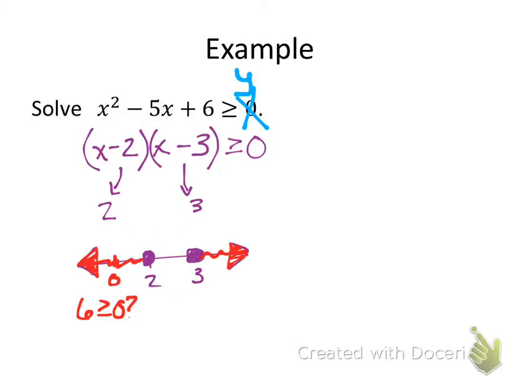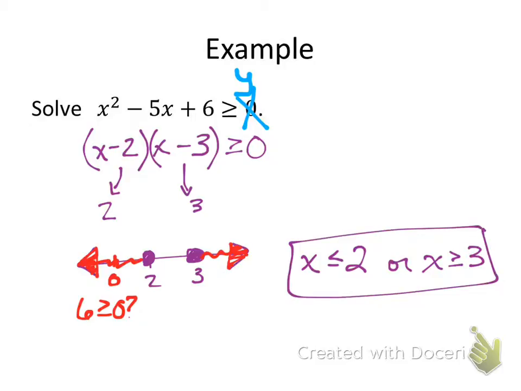Back from chapter 1, we have the solutions less than or equal to 2, or the solutions bigger than or equal to 3. That's how we would write, if I have this graph, we would write the statement using an or.